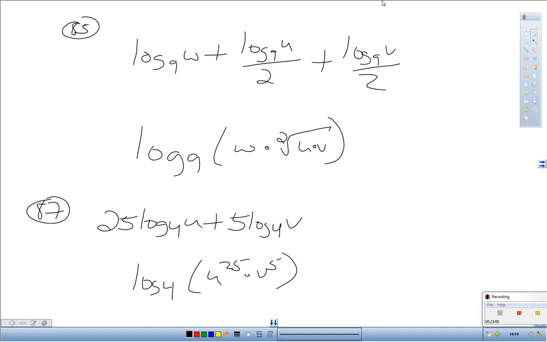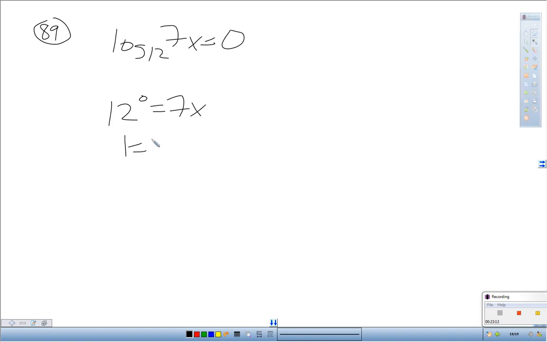Alright, moving on to number 89. For 89, I have log base 12 of 7x is equal to 0. This is log equals a number, so we're going to rewrite this as 12 to the 0 equals 7x. 12 to the 0 is 1, divide by 7, so that gives my answer for 89 of 1 over 7.